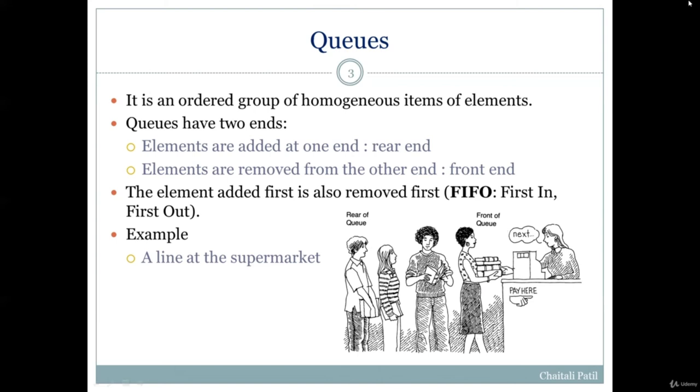As the first person who entered the queue will be removed first, that's why a queue is called a FIFO data structure. First in, first out. The first person will get the service first. Any example, such as a line at a supermarket or a queue in a bank, all these are real life examples of the queue.